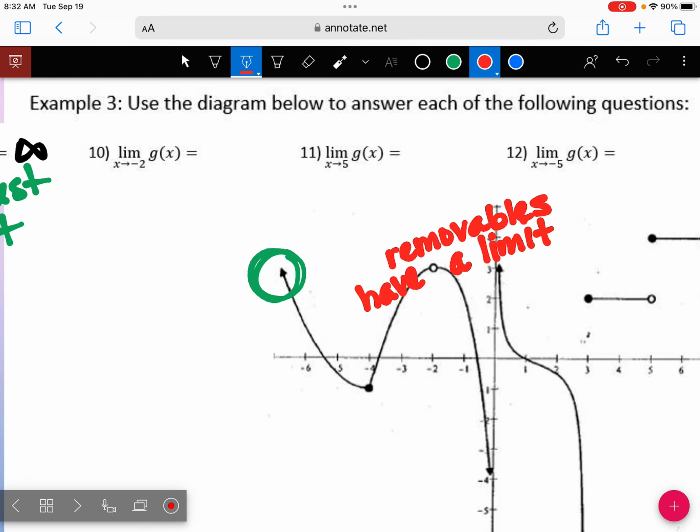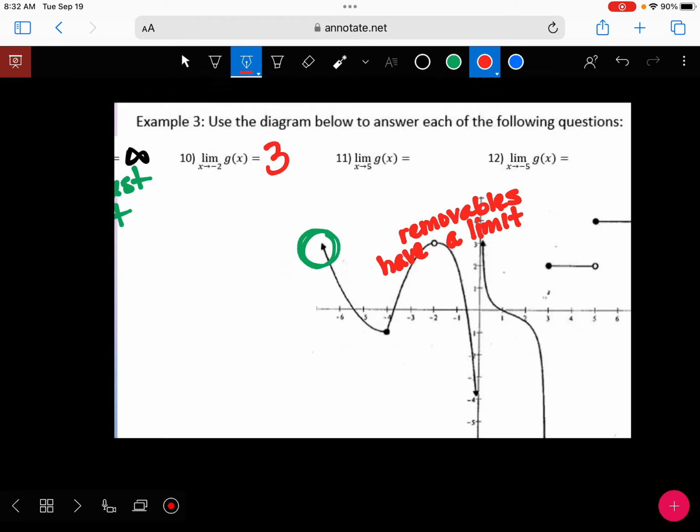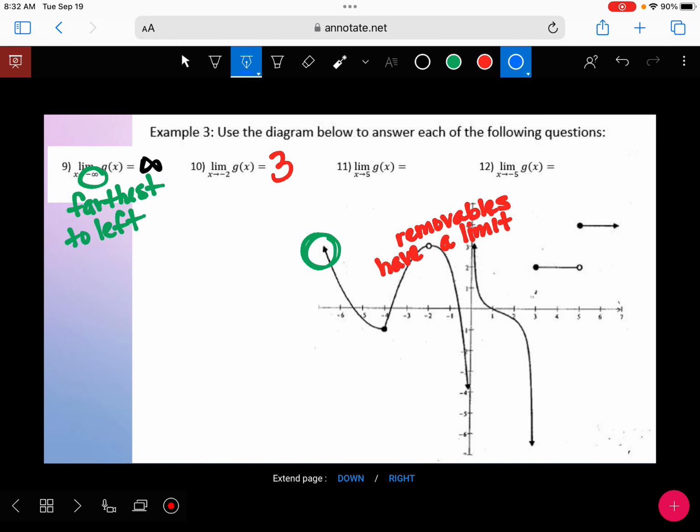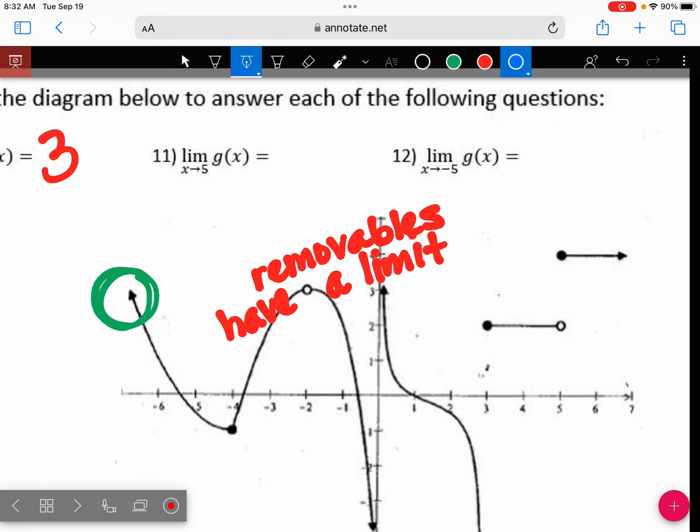So the answer for 10 would be 3. Okay, +5 is right here. That's a jump. What if that was a removable jump? A removable jump to combine. We can't have that. It's either one or the other.